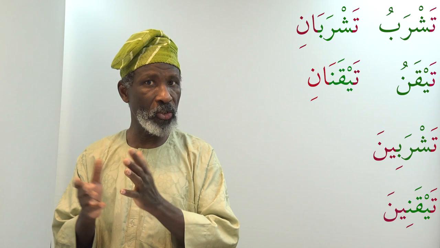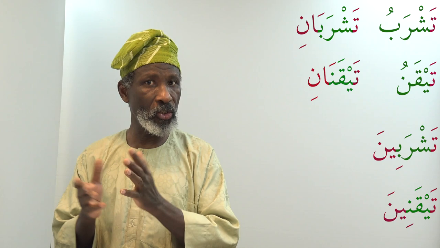So tashrabu, tayqanu. If you are speaking to female, one singular female, woman, ina ending, remember? You need ina, and so tashrabina, tayqanina. That's, watch out for that one. So tashrabina, tayqanina. Okay, after that, all the endings similar to the previous one. So when you are speaking to two men, you say tashrabani, ani ending, tashrabani, okay, and tayqanani, tashrabani, tayqanani. Speaking to two women is the same.